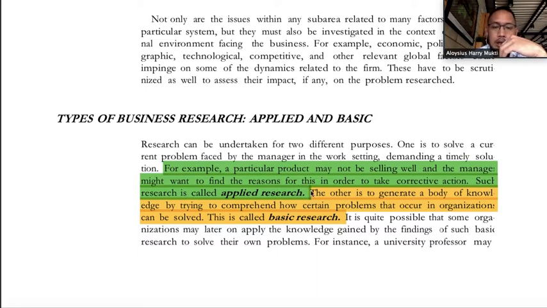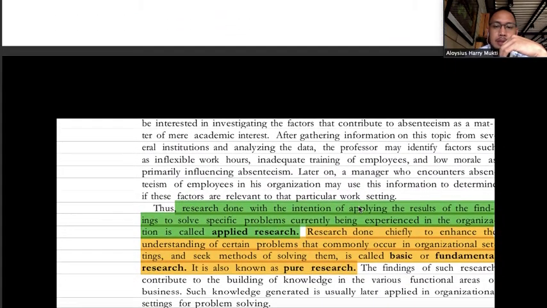Let's move forward to the yellow highlight. The other is to generate a body of knowledge by trying to comprehend how certain problems that occur in organizations can be solved. This is called basic research. So this research generates, don't forget the word generate, a body of knowledge by trying to comprehend how certain problems that occur in organizations can be solved. So with basic research, there's a probability to apply our conclusion and suggestion in industry. It depends on your sample, how big your sample is. We can discuss sample later.